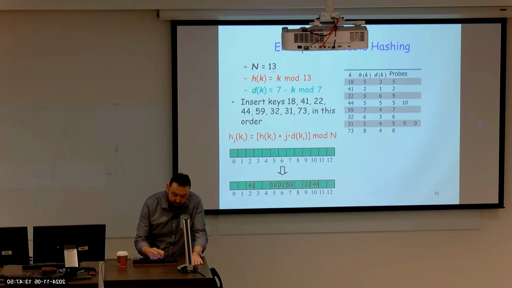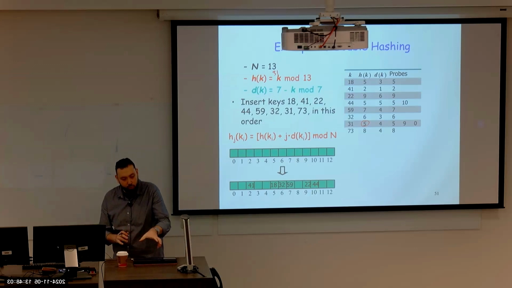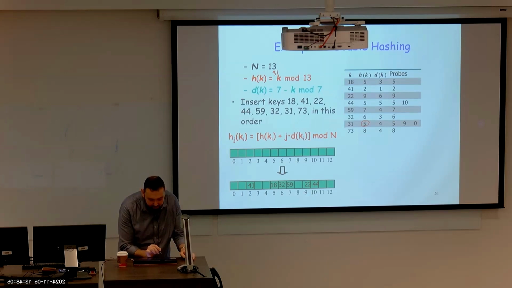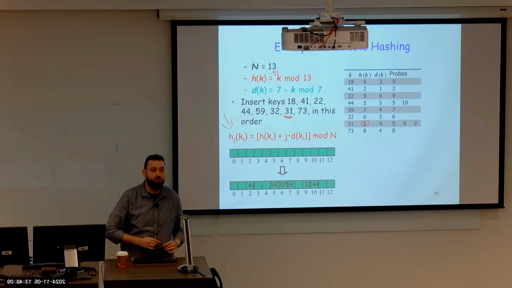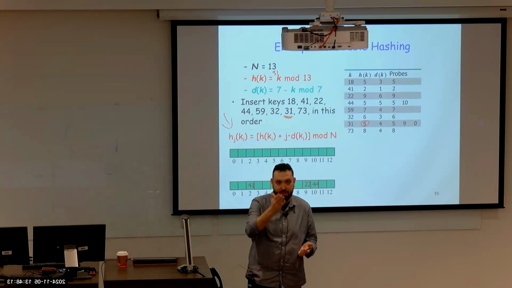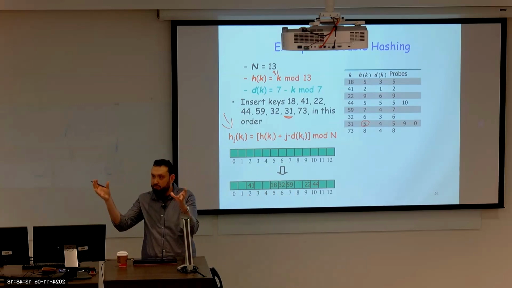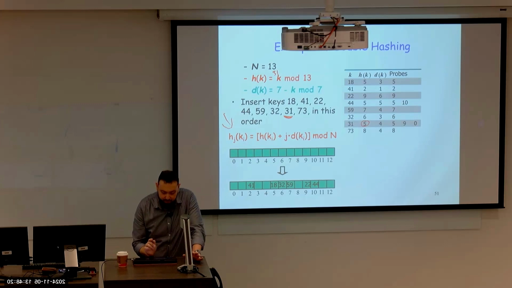Let's do it. So I have 31 mod 13, which is going to be what? 5. Is 5 occupied? Yes. In this case, what's going to happen? Who can tell me? Raise your hand. If you want to solve this, you want to insert 31 based on the double hashing function. Yes, 5 plus 4. Go slowly so everyone will understand what you're doing. So what are you doing?